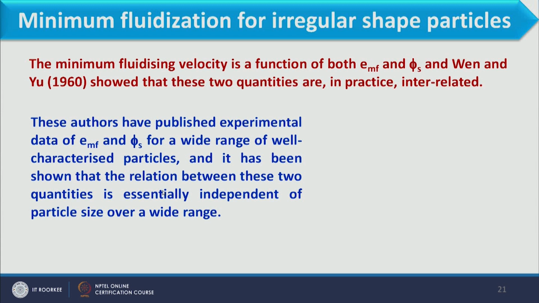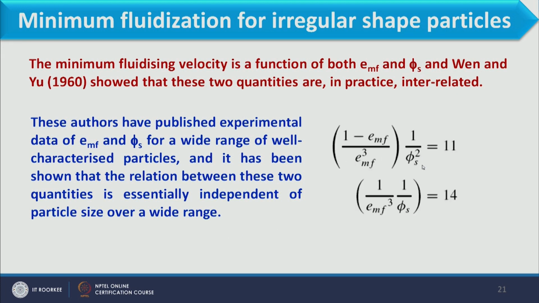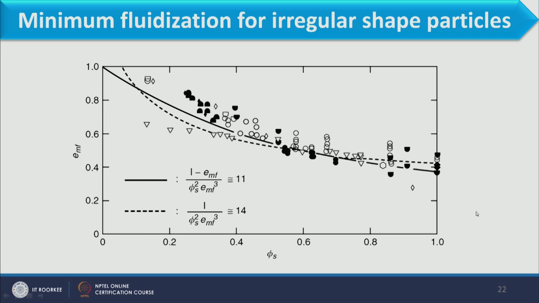So these authors, like we are speaking about Wen and Yu, have published experimental data of EMF and phi s for a wide range of well characterized particles, and it has been shown that the relation between these two quantities is essentially independent of particle size over a wide range. So you see the relation between EMF and psi s, they have proposed two different relations, and these relations are independent of the particle size. The experimental information carried out by the authors is shown over here.